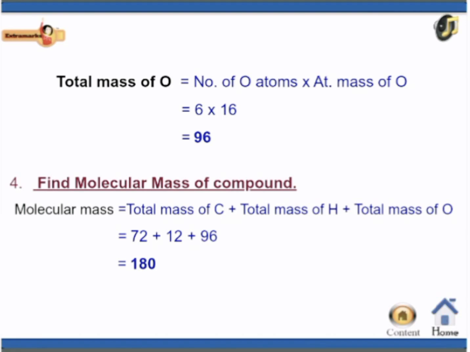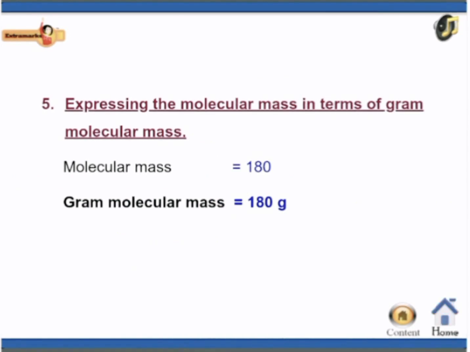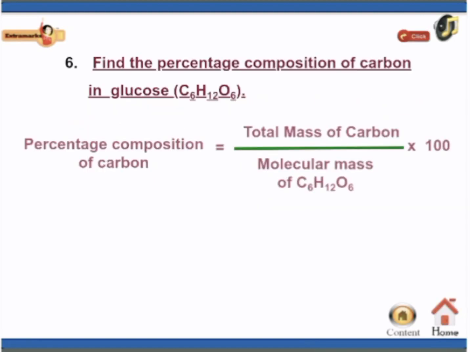Step 4. Find the molecular mass of compound. Step 5. Expressing the molecular mass in terms of gram molecular mass. Thus, the gram molecular mass is equal to 180. Step 6. Find the percentage composition of carbon in glucose.